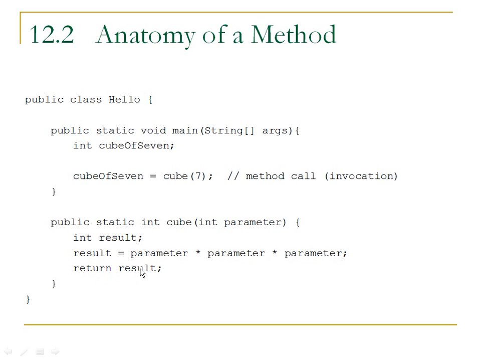So the return value is what this method call evaluates to. Whatever the cube of 7 is, this method call will evaluate to that number and be assigned to this variable. So that's how it works. It kind of should look familiar to you.